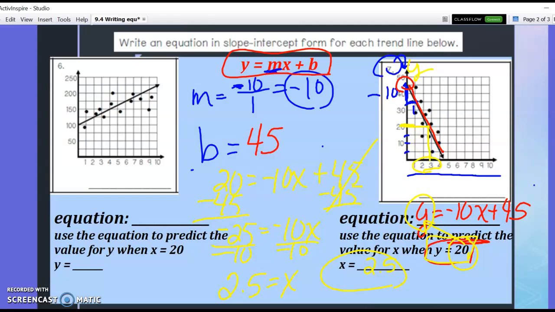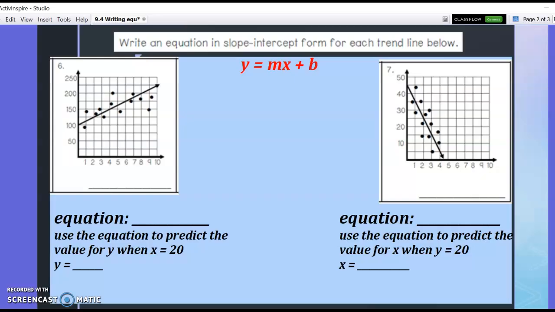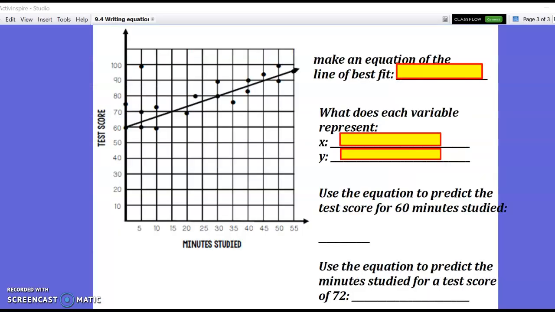All right, one final example like you will see on your Google Slides activity today. Let's apply this to a real-life problem. In this last example, we are comparing the number of minutes someone studies to a test score. Let's look at that line of best fit and determine first if we can make an equation for it. So again, when you're making an equation of a line, you need to think about slope-intercept form, y equals mx plus b, where m is the slope and b is the y-intercept.